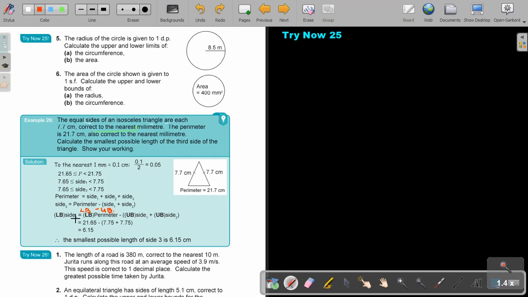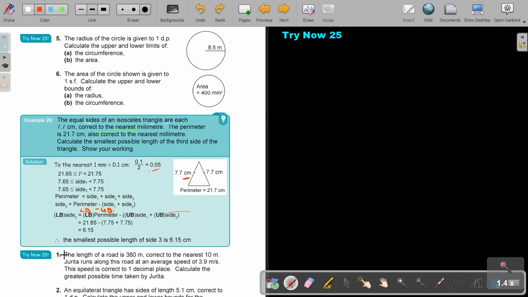So first just get your uppers and lowers in order. And then take the individual sides, find the upper, lower, upper, lower, upper, lower, because it's to the nearest millimeter, but this is in centimeters. So take the millimeter to centimeter, it's 0.1, and then I divide it by 2. So add and subtract this value. Okay, and then I just get my answer. Okay, and then I'm going to start with this one.